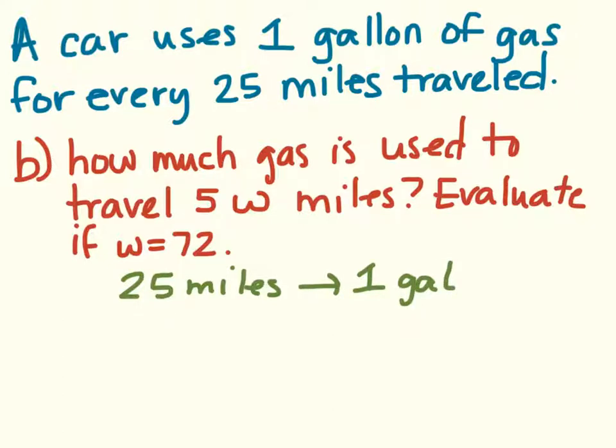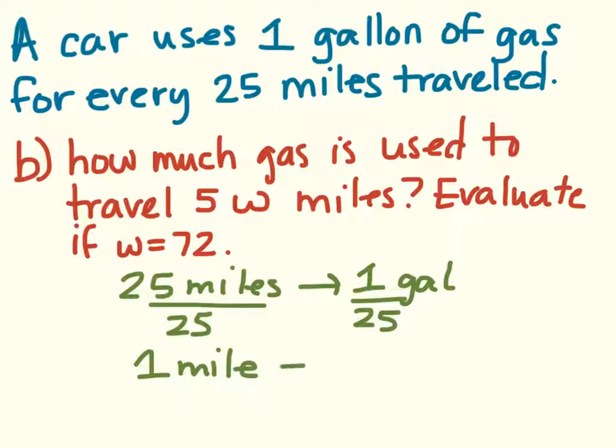Our first step for this problem is to figure out how much gas is used per mile. So to figure out how far we're traveling in 1 mile, or how much gas we're using in 1 mile, we need to divide each side by 25. So in 1 mile, we use 1/25 of a gallon of gas.